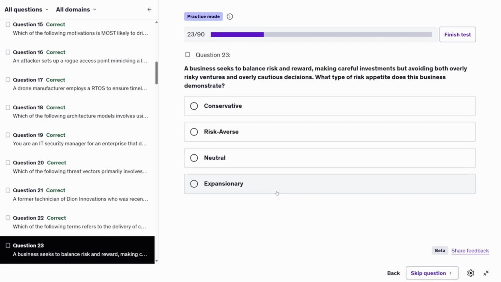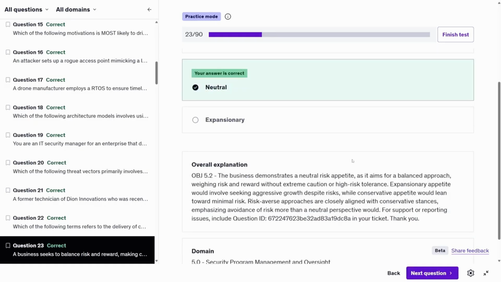A business seeks to balance risk and reward, making careful investments but avoiding both overly risky ventures and overly cautious decisions. What type of risk appetite does this business demonstrate? This one is just like it sounds. This is a neutral risk appetite. The business demonstrates a neutral risk appetite as it aims for a balanced approach, weighing risk and reward without extreme caution or high risk tolerance. Expansionary appetite would involve seeking aggressive growth despite risks, while conservative appetite would lean toward minimal risk. Risk-averse approaches are closely aligned with conservative stances, emphasizing avoidance of risk more than a neutral perspective would.